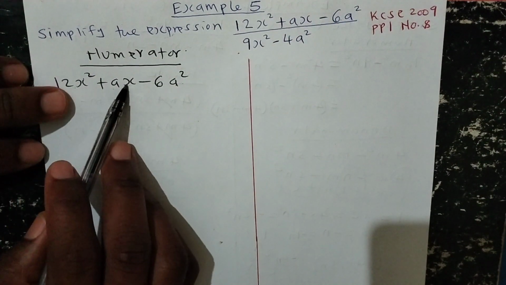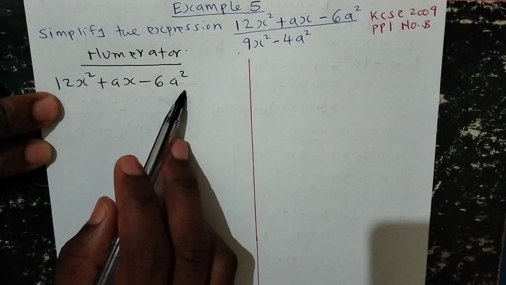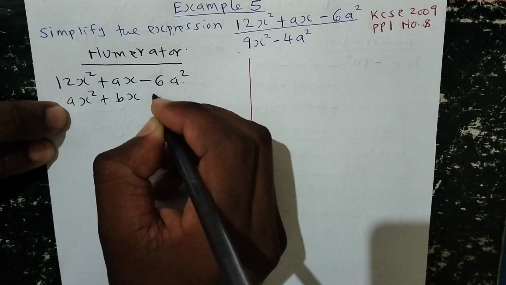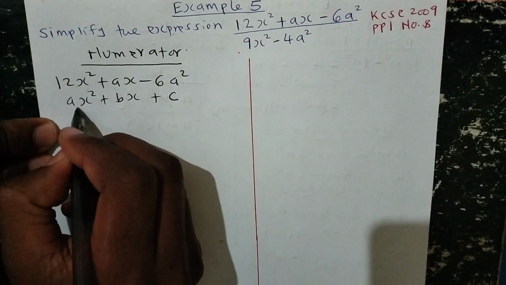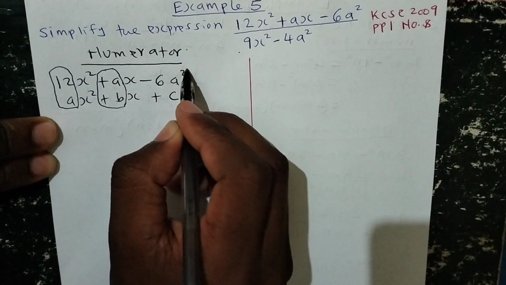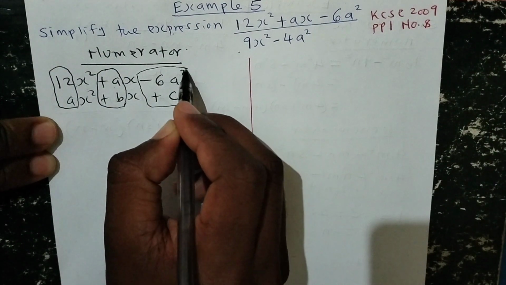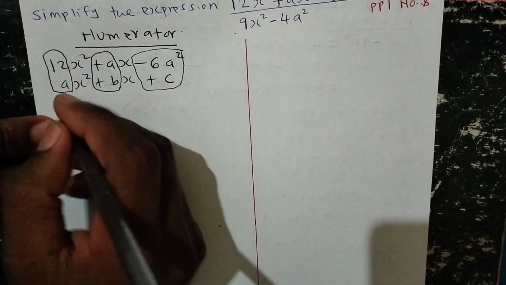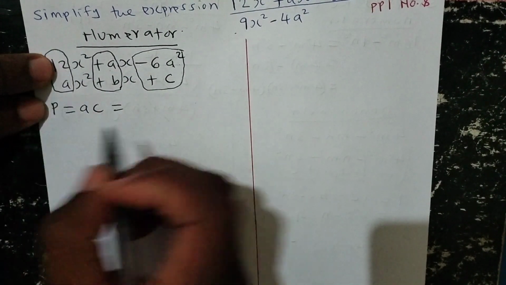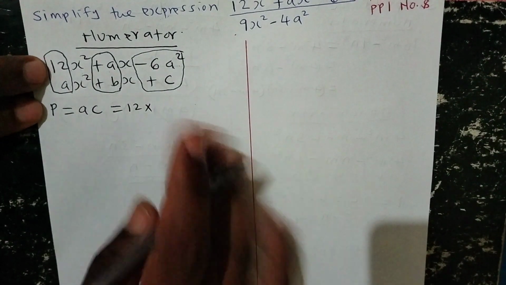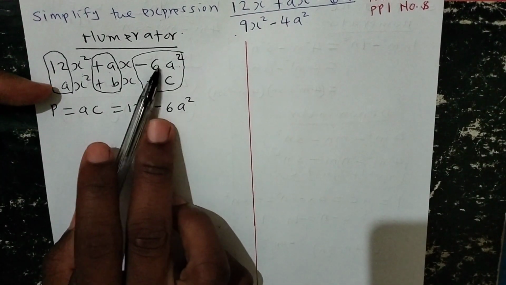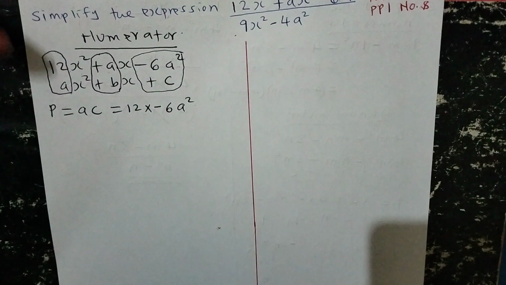So let me choose x to be my variable. This is a quadratic in the form ax squared plus bx plus c. Clearly the value of a will be 12, the value of b will be a, and the value of c will be negative 6a squared. So these are quadratic, so I need to find the product and of course the sum. The product is the value of ac, so my a from the question is 12, then the value of c is negative 6a squared. Remember, c is usually a constant. You can see this one is a constant because it does not have the variable x.